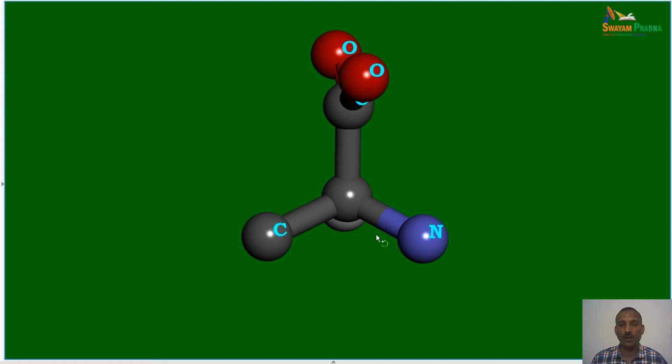If it is clockwise, we call that a rectus or R isomer. If it is counterclockwise, we call that a sinister or S isomer. So that means this alanine molecule is an S isomer.